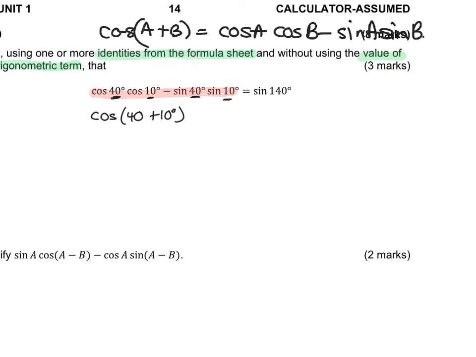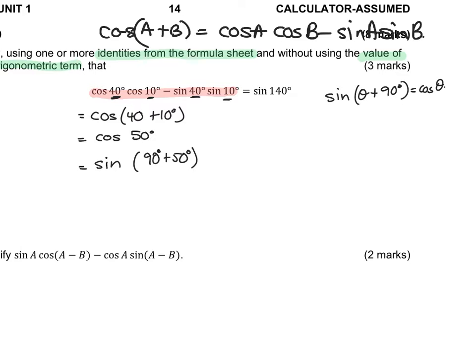Now, this bit here is cos of 50 degrees. Also looking at my formula sheet, I know that sine of theta plus 90 equals cos of theta. So cos 50 is the same as sine of 90 plus 50, which is the same as sine of 140 degrees.